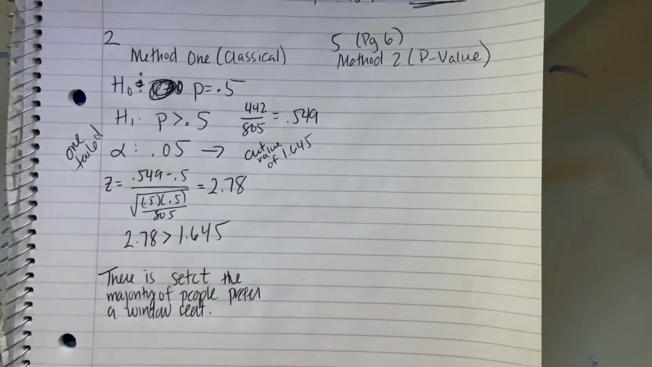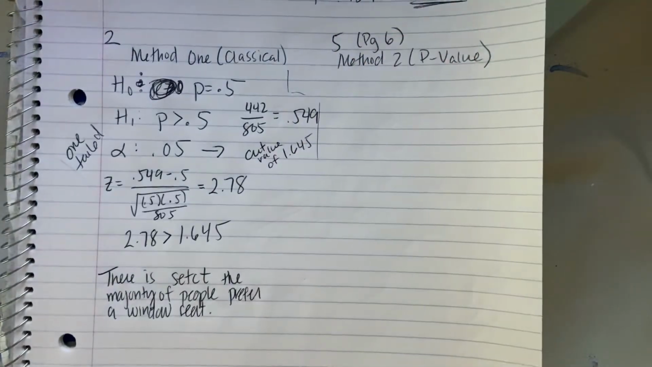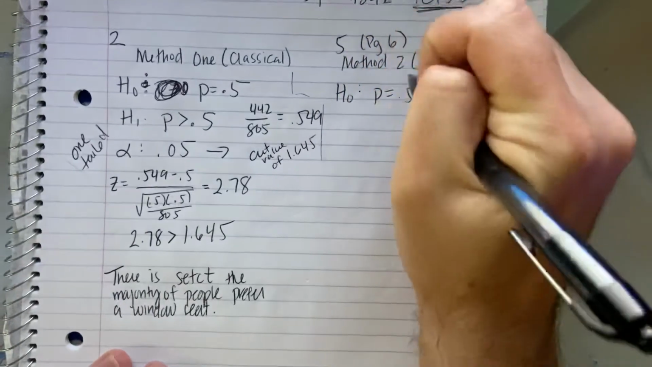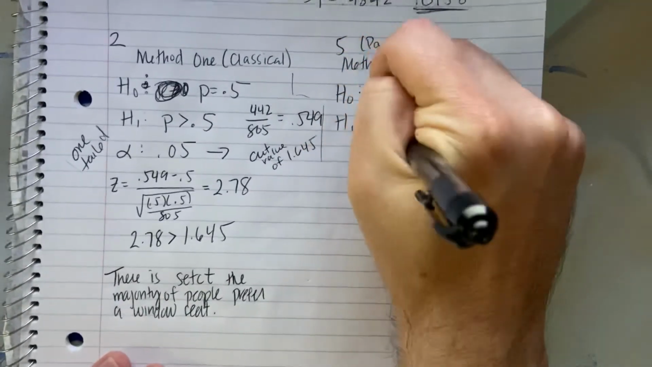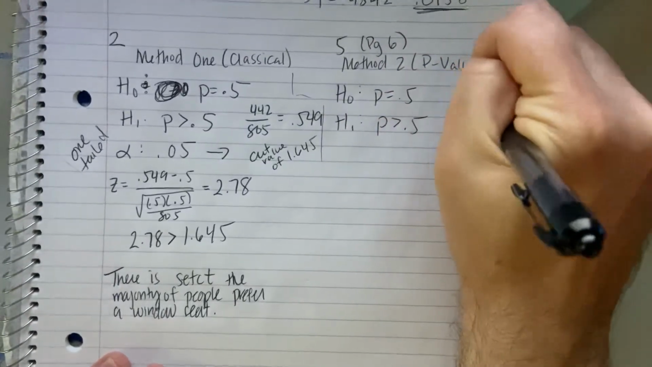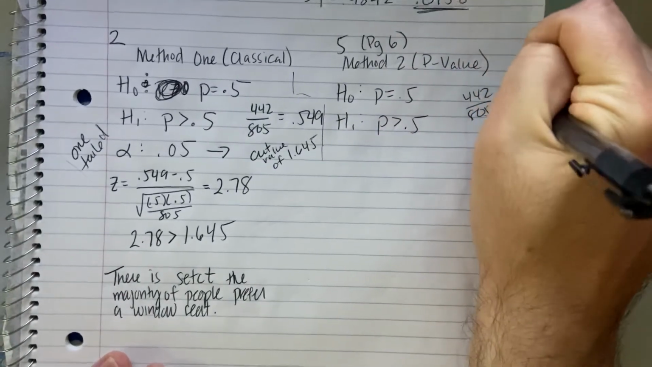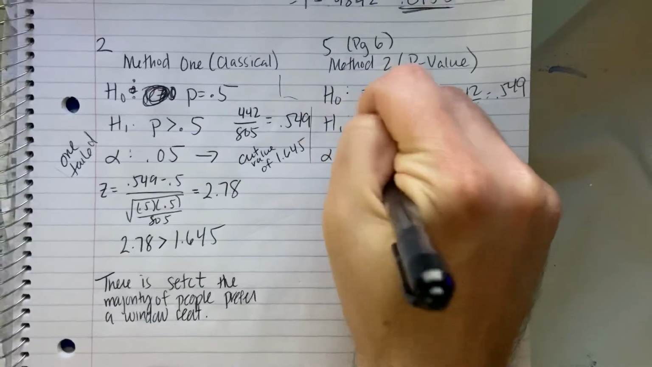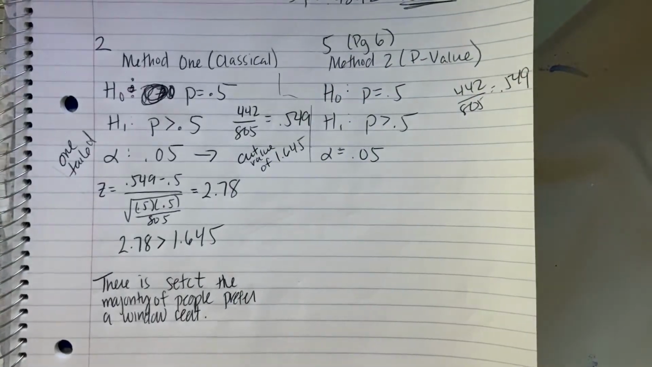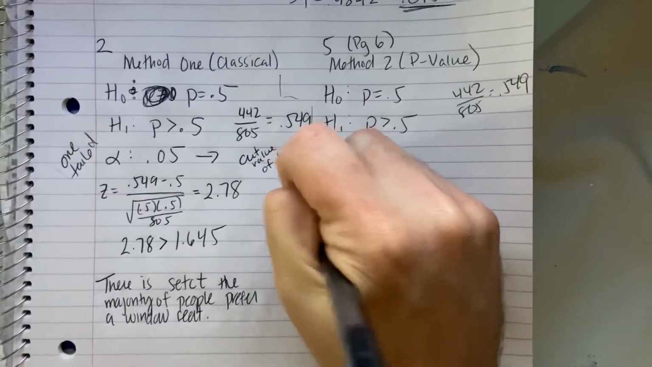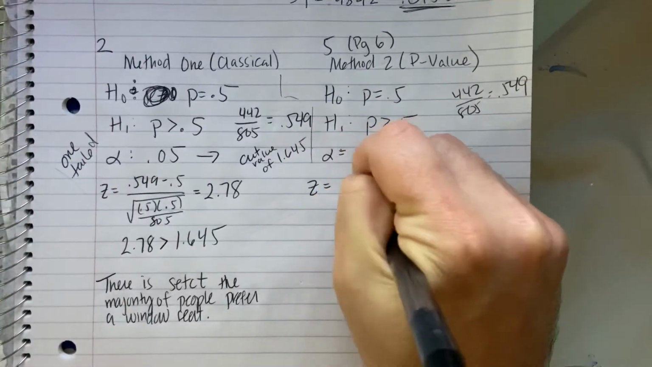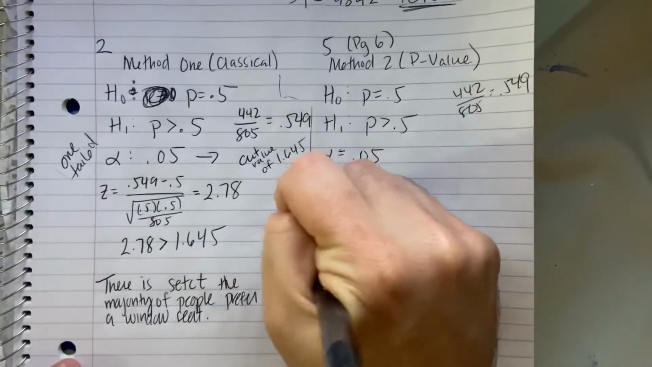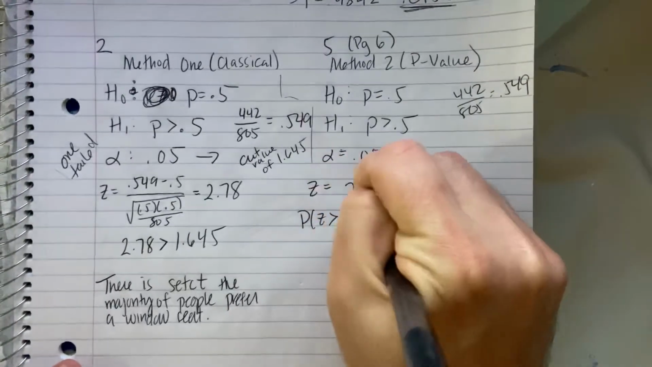So how does this look different if we do the p-value approach? First off, everything is the same at the beginning. Our ratio is not going to change. Our alpha is still the same. But we're not going to convert it to a cutoff value, because we're only comparing percentages. Our z-score is still the same, still 2.78. But I need to convert the z-score to a probability. So what is the probability that z is greater than 2.78?